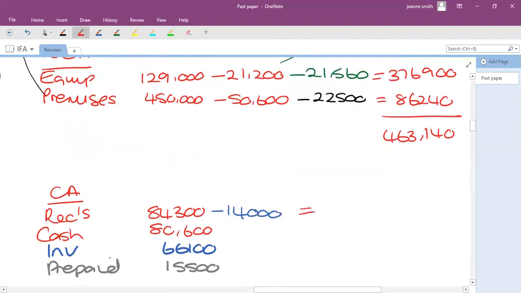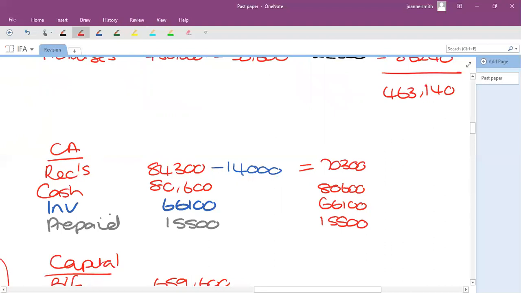For your current assets, we've got your receivables minus your bad debt. So that gave me 70,300, plus your cash, plus your inventory, and plus your prepayments. Now, you're probably aware that these should be in a particular order. So in applied accounting, we do teach you to try and put them in order of liquidity. So ideally, we want to see inventory, receivables, prepayments and cash. But as far as IFA goes, I'm not going to mark you down for that. As long as they're in the right category, that's all I really want to see here. So in total, then they come to 232,500.